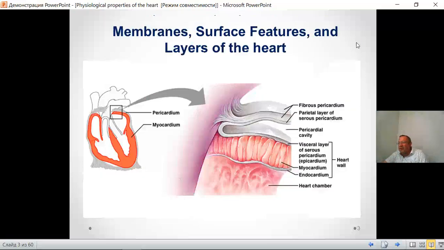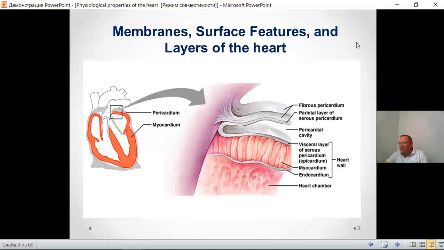Membranes, surface features, and layers of the heart. Membranes. The membrane that directly surrounds the heart and defines the pericardial cavity is called the pericardium or pericardial sac. It also surrounds the roots of the major vessels, or the areas of closest proximity to the heart.